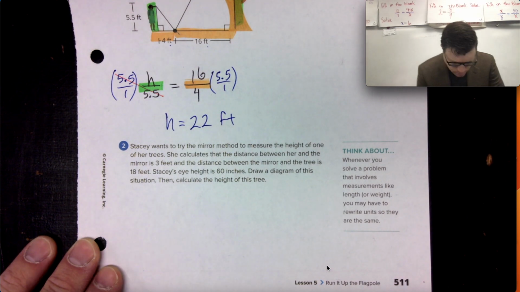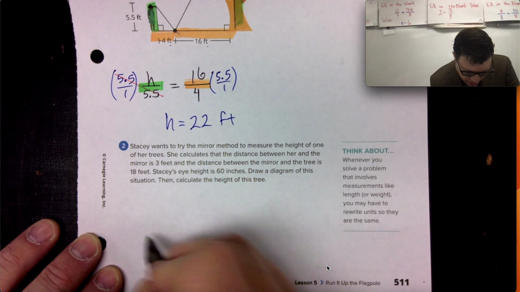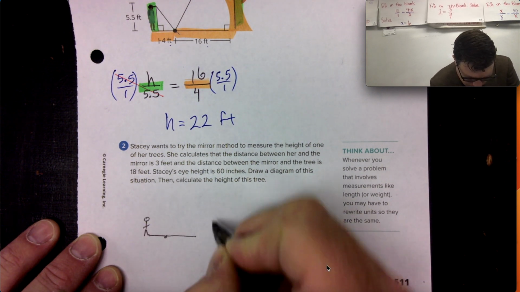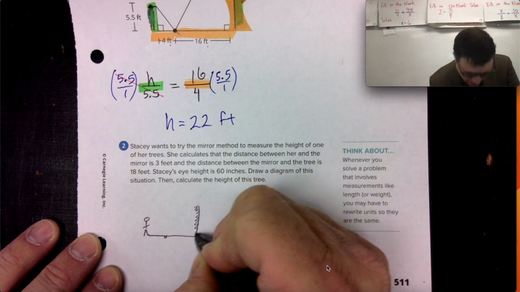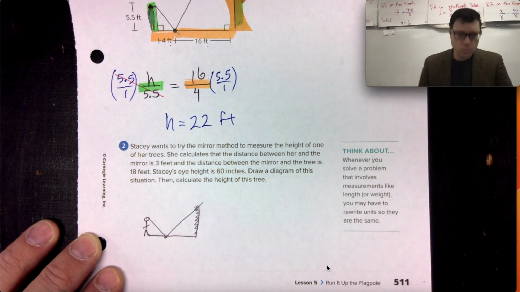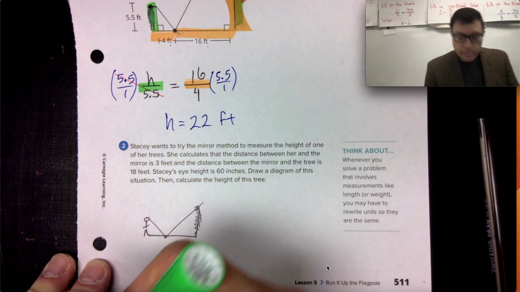Okay, so I got to draw the person. There's Stacy. There's the mirror, and there's the tree. Okay, so I got my diagram. I don't have my triangle. Whoa, beautiful. I love it. Okay, I'm going to highlight like I highlighted before.